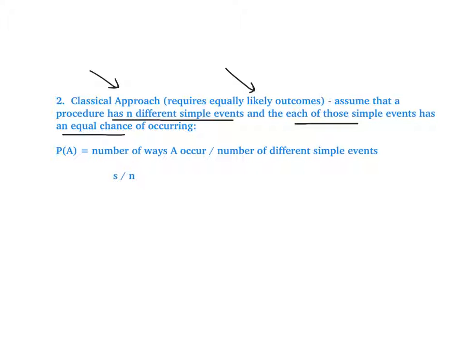The way you find the probability is the number of ways A can occur over the total number of simple events, also known as the whole sample space. They're going to use S over N a lot. Remember, every time you see the word N in stats or probability, it means a total number. S, a lot of times in probability, would mean number of successes, number of ways that A can occur, or number of successes of A.